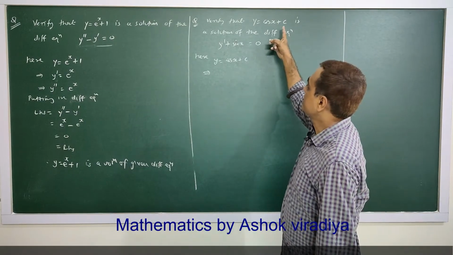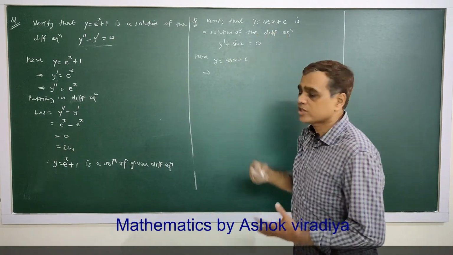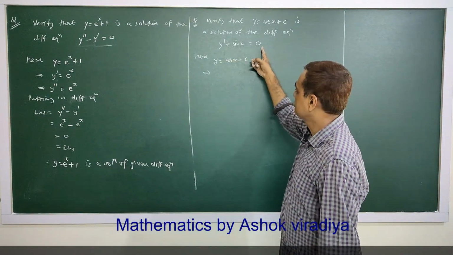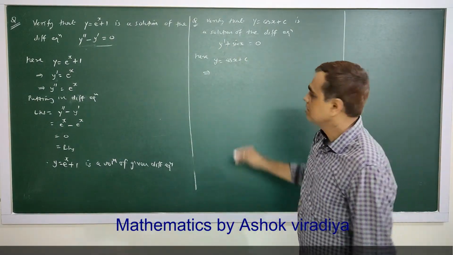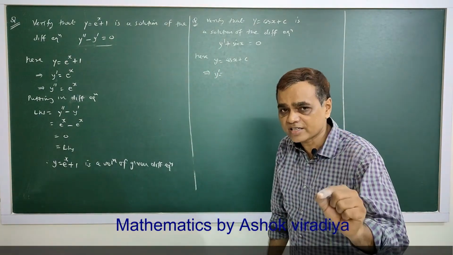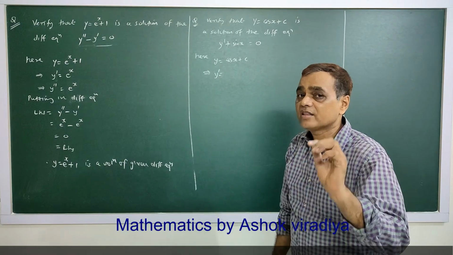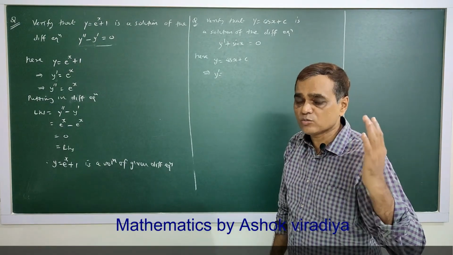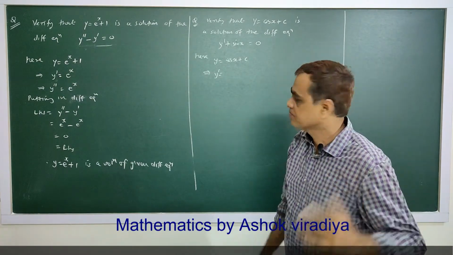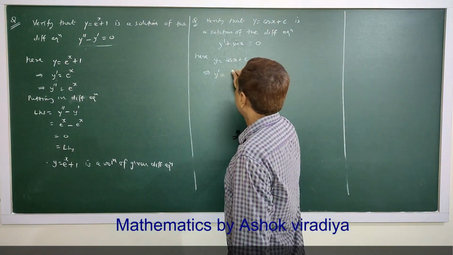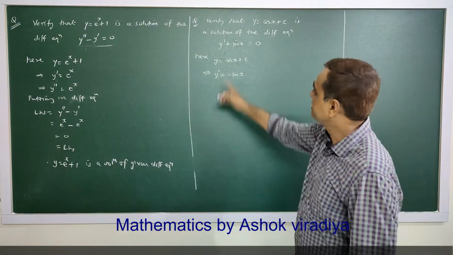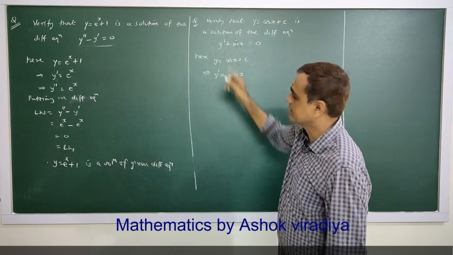We want to check whether it is a solution of this differential equation. So we want to put values in this equation. So we require y dash. y dash, that is dy by dx, y double dash, that is d square y by dx square, y triple dash, d cube y by dx cube. So it is equal to the derivative of cos x, which is minus sin x. So we need only y dash to substitute here.